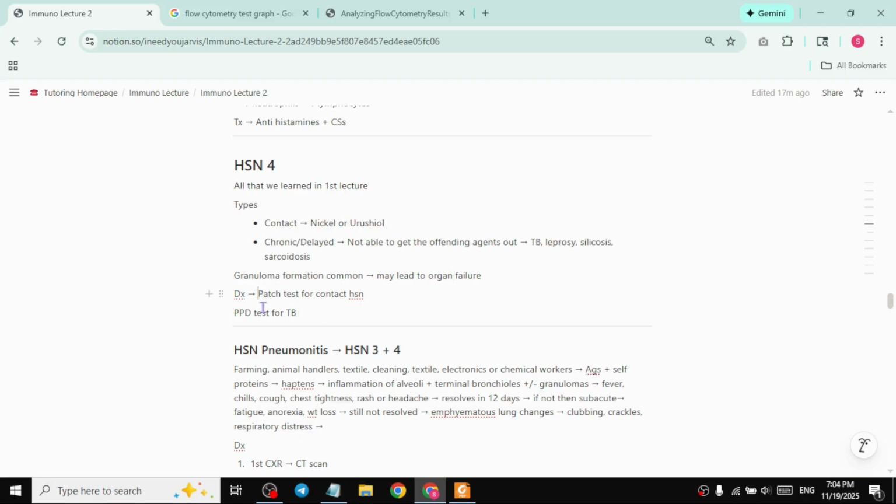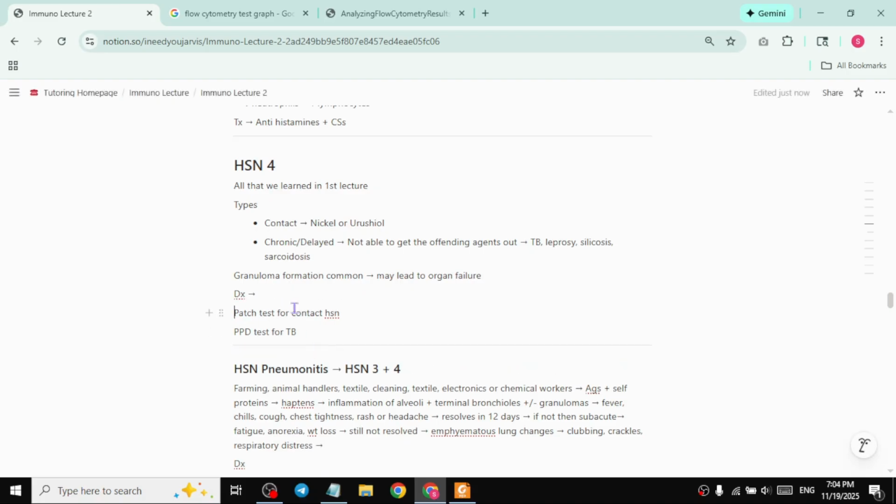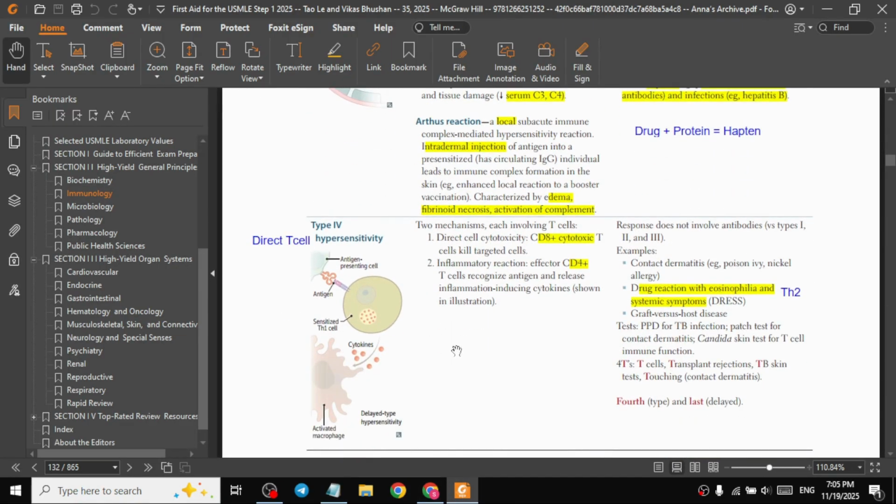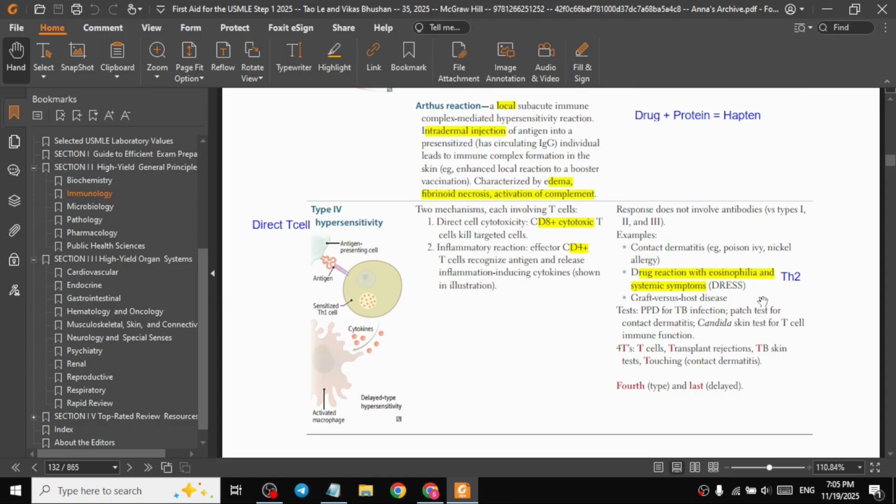Now, they usually talk about how you test for hypersensitivity. There's the patch test, which is basically: I'm going to give them the nickel or the poison ivy in a small patch and see if they actually mount a response a couple of days later, right? Or the PPD test. If you're not aware of it, just look it up. You inject a subcutaneous injection of TB proteins and see if they mount a response, right? There's also the Candida skin test, right? So all of these are important reactions that you have to cover.